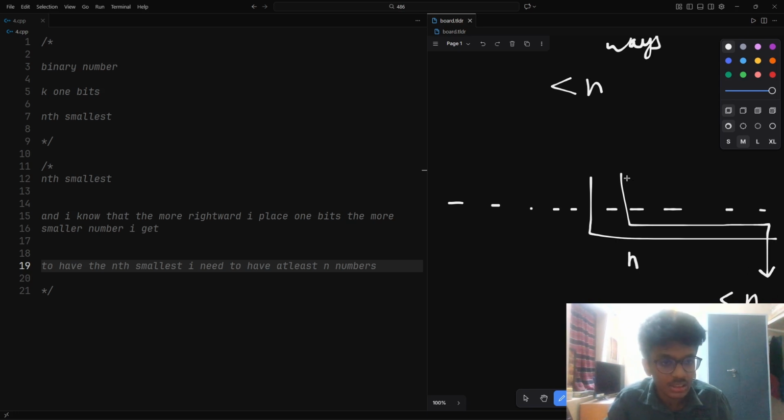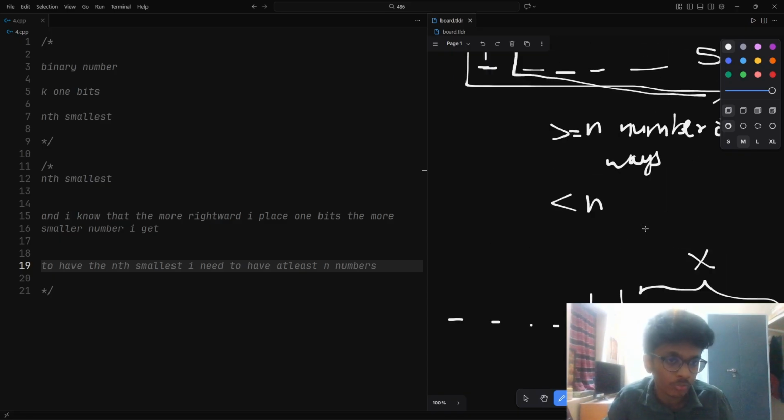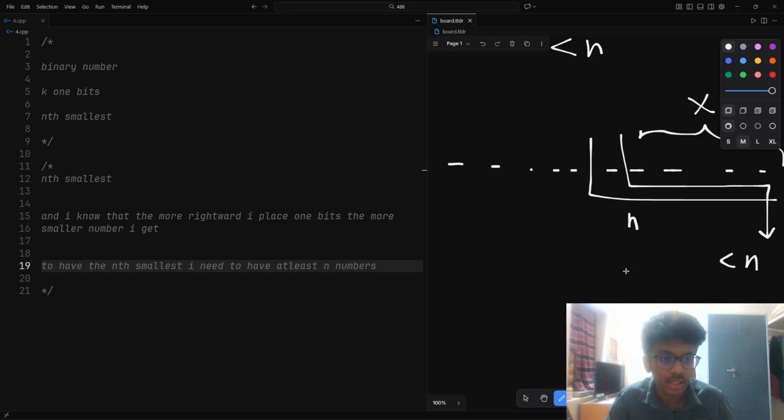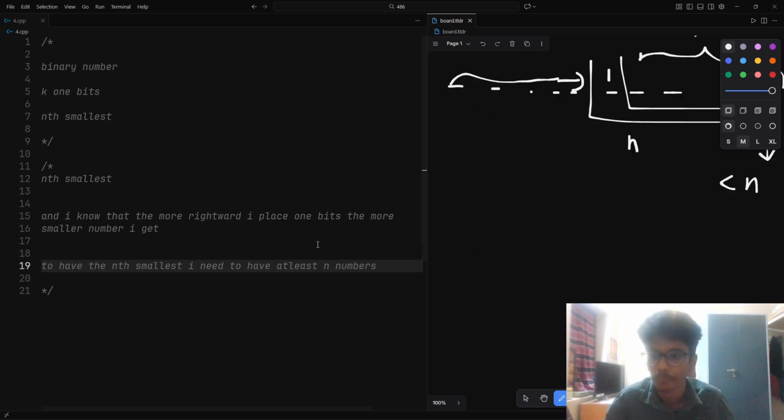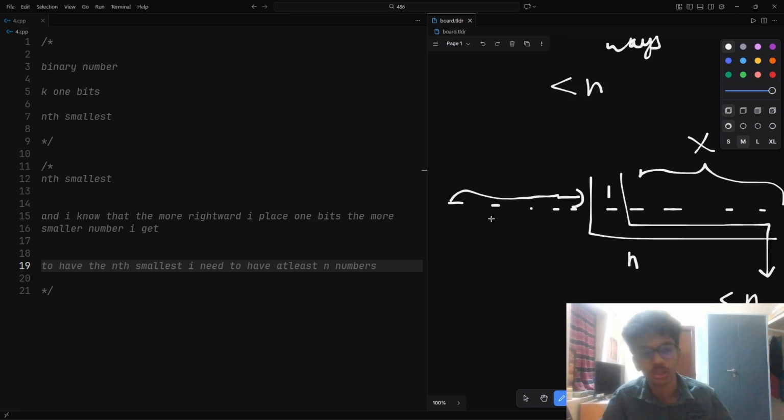That means this particular selection is not feasible. It is not giving you enough number of ways so that you can find the nth smallest. You can never find the nth smallest if the numbers are less than n. That means you need to place a 1 here. And since you're placing it in the rightmost possible position, that would naturally lead to the smallest number, because it is the rightmost one.